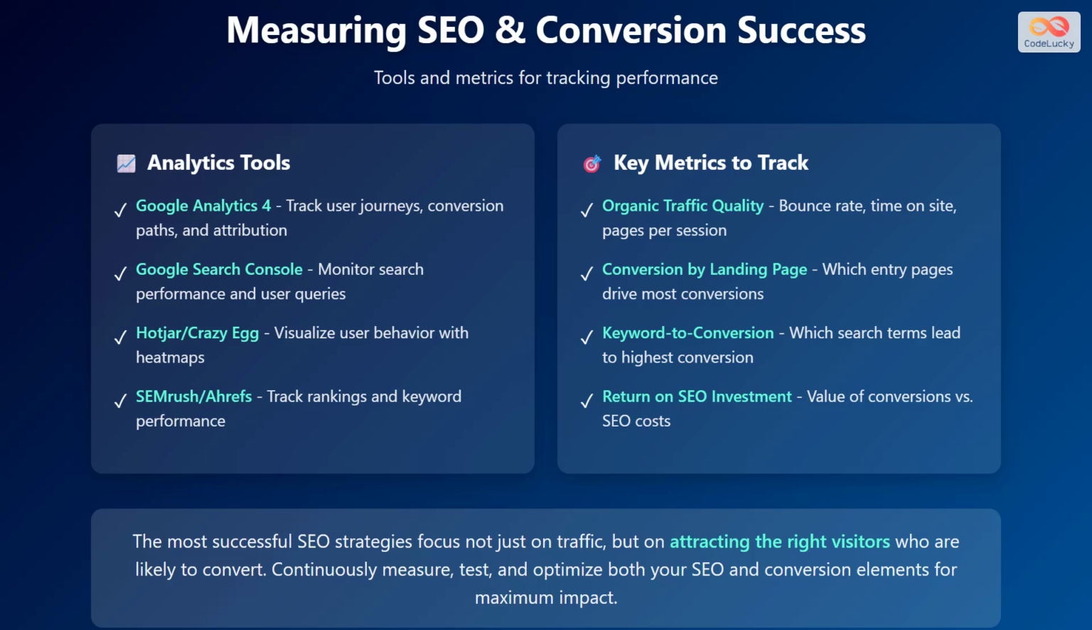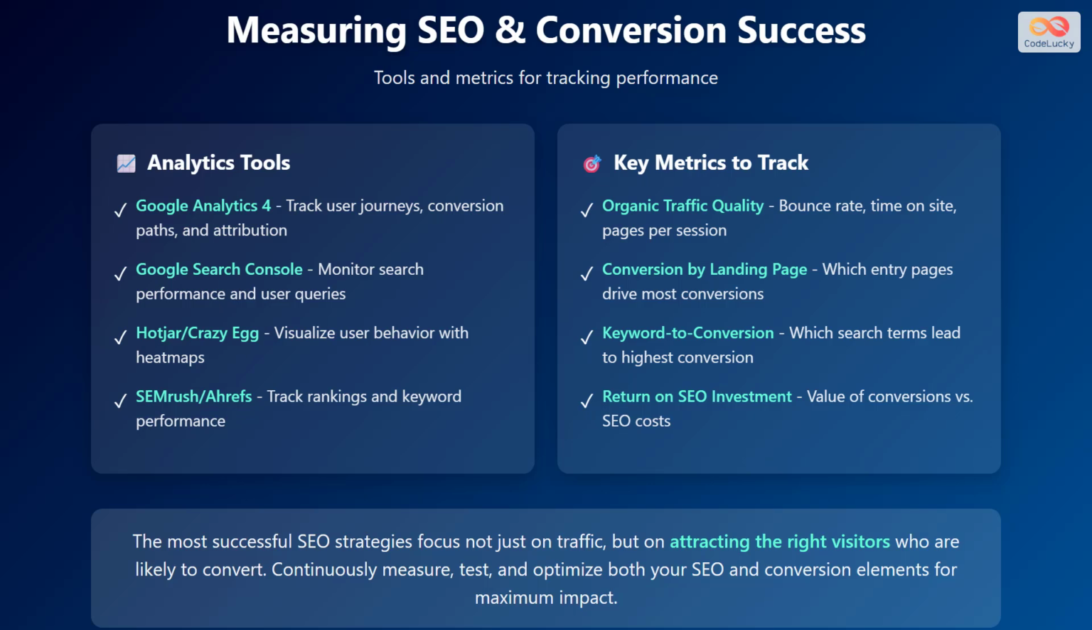Let's delve into measuring search engine optimization and conversion success, focusing on the tools and metrics you can use to track performance. First, let's look at some analytics tools. Google Analytics 4 is essential for tracking user journeys, conversion paths, and attribution. Google Search Console helps you monitor search performance and user queries.